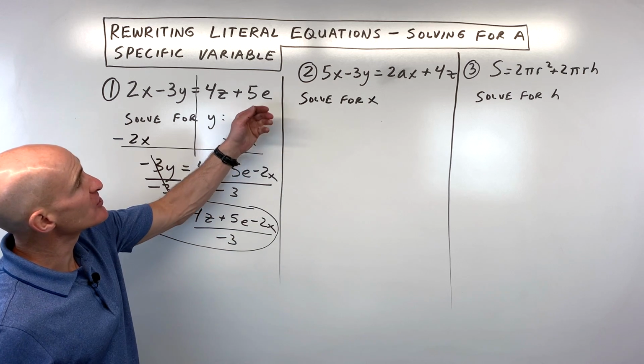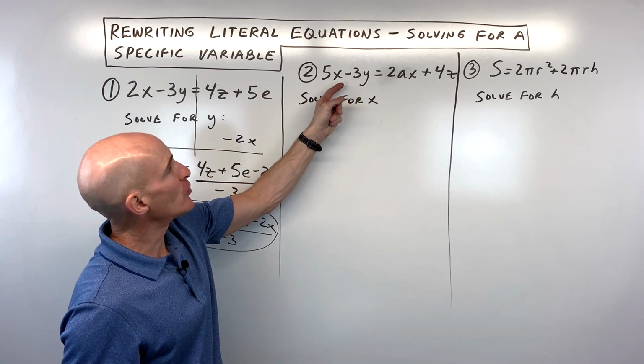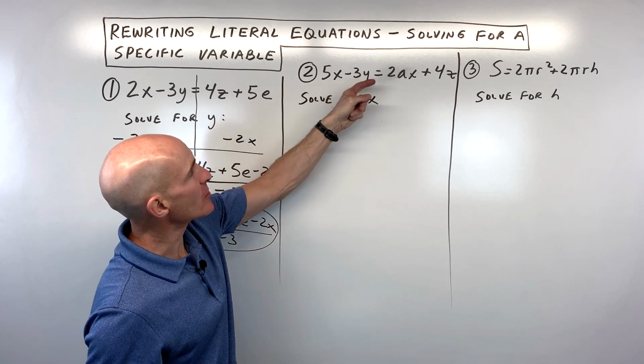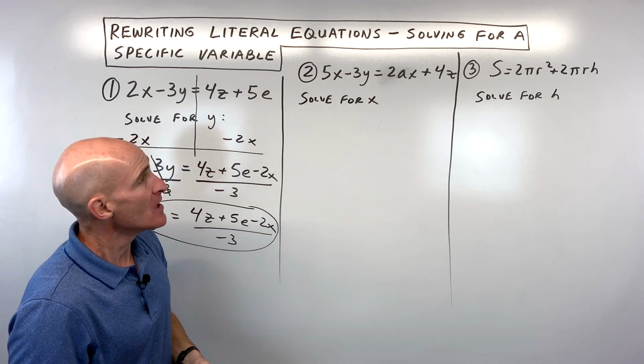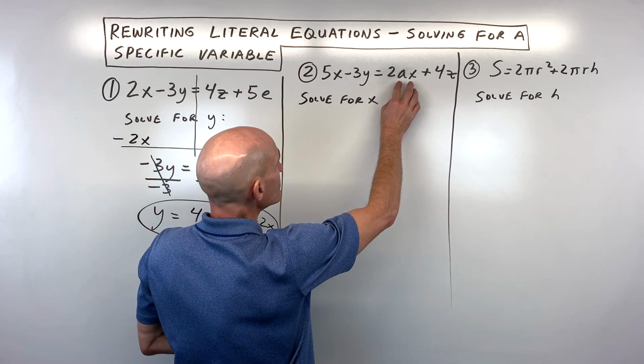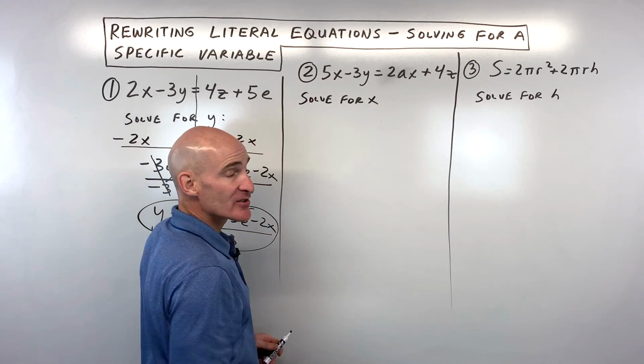So number 2 now, let's look at this one. This one's a little bit more challenging. It says solve for x, and notice that there's an x in this term here as well as in this term here. That's what makes this a little bit more challenging. So what you want to do is get the variable that you're interested in on one side of the equation, everything else on the other side.